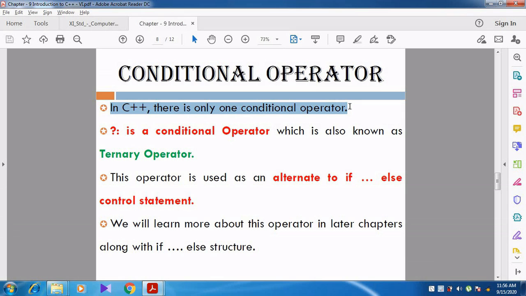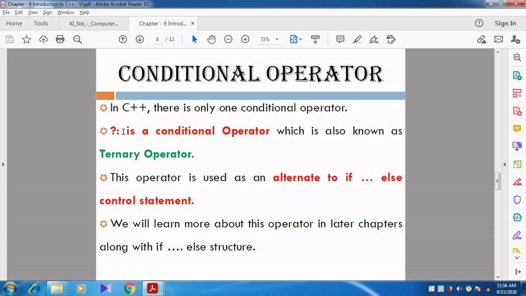If you take arithmetic operators, plus, minus, that is addition, subtraction, multiplication, division, modulo division, arithmetic operators are 5. Like that, each classification has many operators. Relational operators are 6: less than or equal to, greater than or equal to, is equal to, not equal to. But in C++ there is only one conditional operator. Can you understand, students?